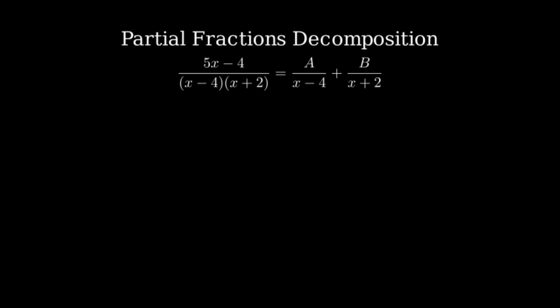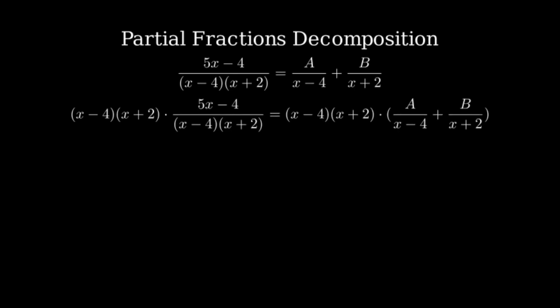To solve this, we'll first multiply both sides by the common denominator, which is (x minus 4) times (x plus 2). This will clear the fractions. When we multiply, the left side simplifies to just 5x minus 4, and on the right side, we get a times (x plus 2) plus b times (x minus 4).